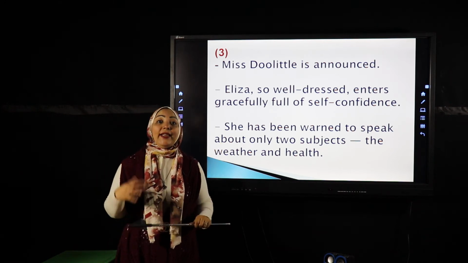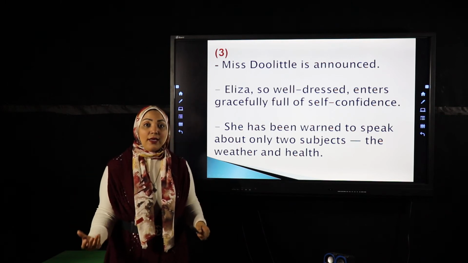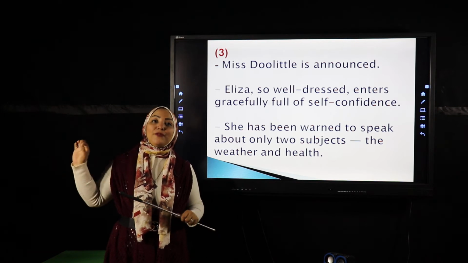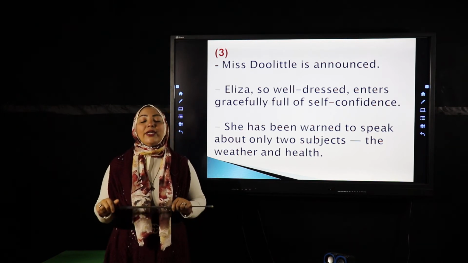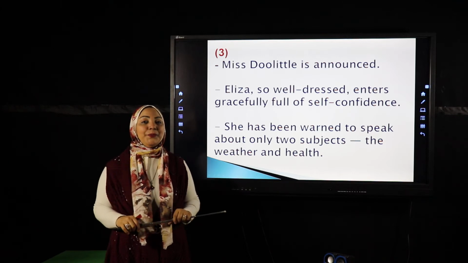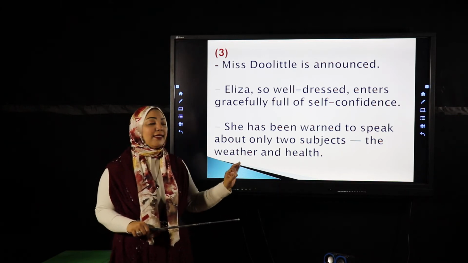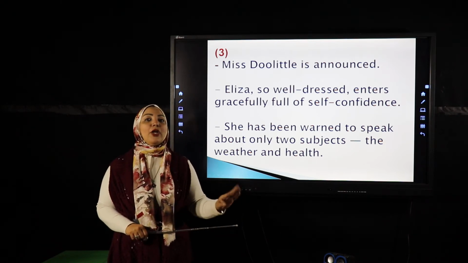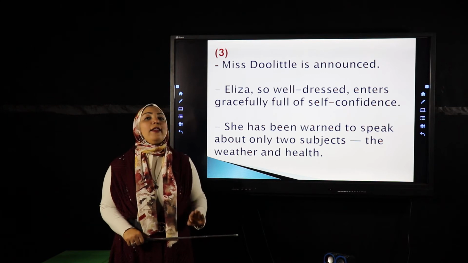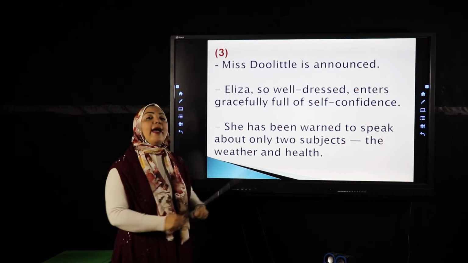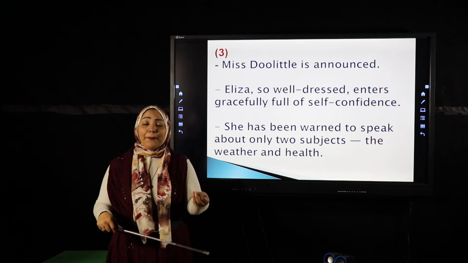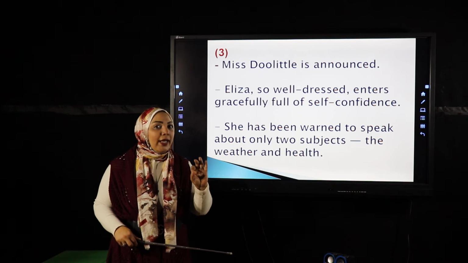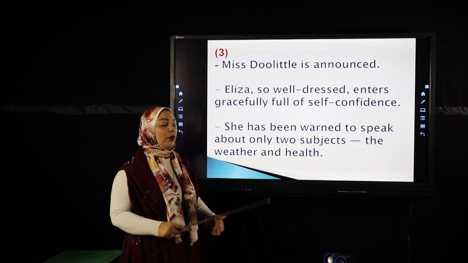Once she arrived in that beautiful dress, with the perfect way of speaking that she used, she started to greet everybody with, "How do you do?" Actually, Professor Higgins had assigned only two topics for Eliza to speak about. He warned her not to speak about anything except the weather and health. Just simple topics to break the ice with anyone that you don't know. He warned her not to talk too much with anyone.